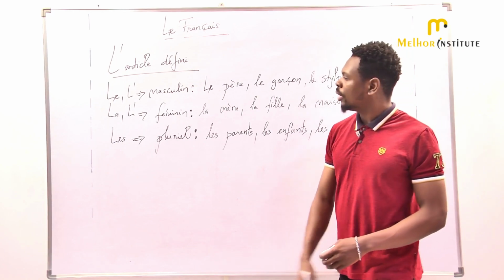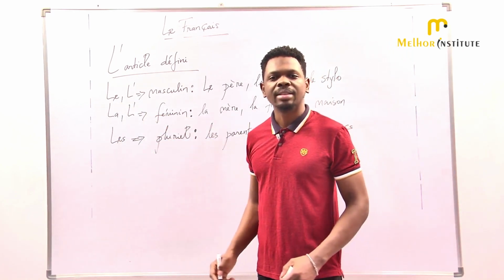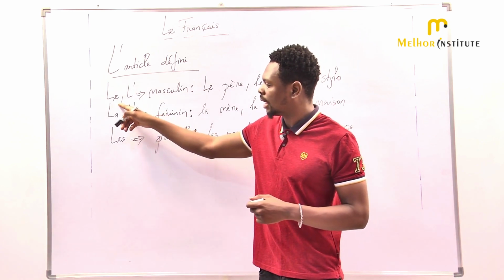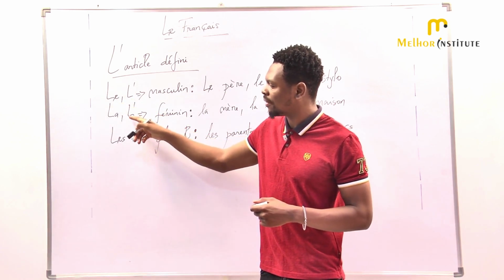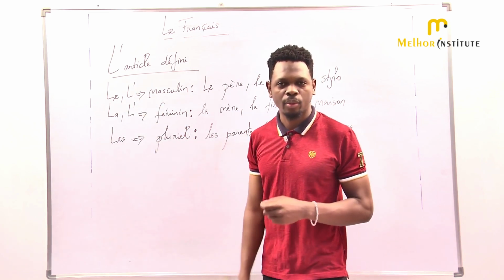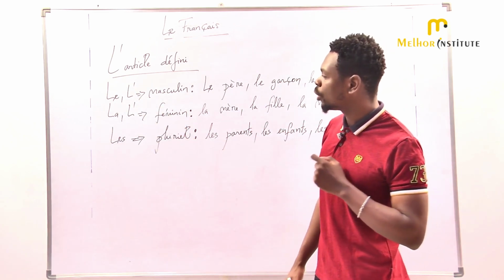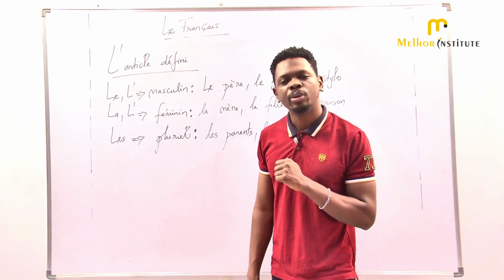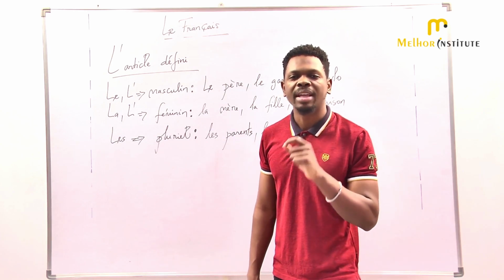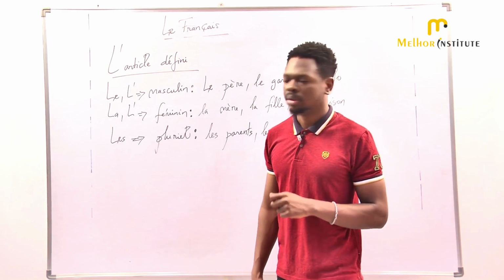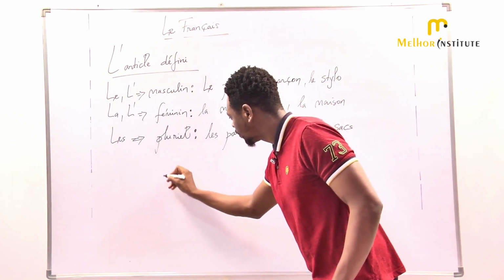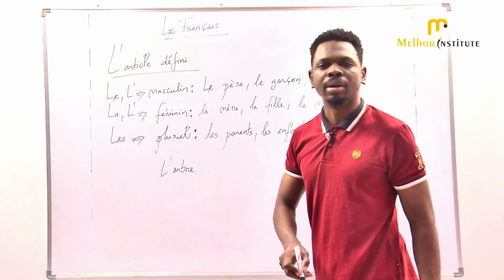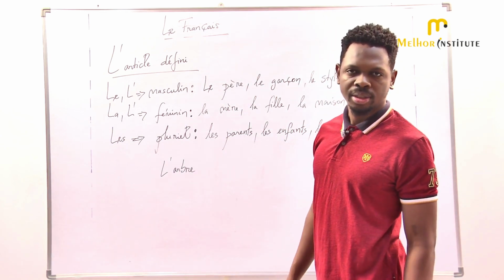So, you have three types of them, but you also have options on les and la because you have L apostrophe. Why is it? Because when a noun is starting with a vowel, we put the L apostrophe if it's on the single form. So, I can say l'arbre. L'arbre means the tree.